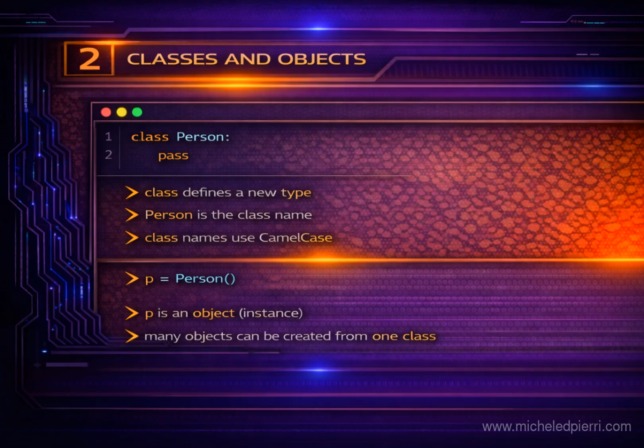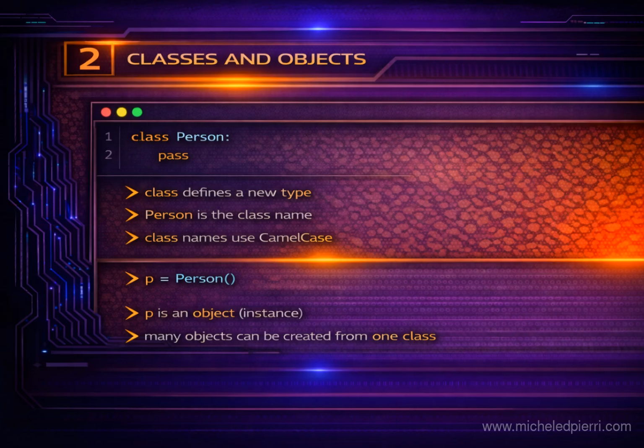Think of it like a stamp and the things it produces. The stamp design is the class. Each stamped coin is an object. They come from the same design, but each coin is a separate physical item. In code, that means you might create p = Person(), and later create q = Person(). Both are persons, so they share the same type, but they are not the same object. If you later add attributes, p could store one name and q could store a different name.